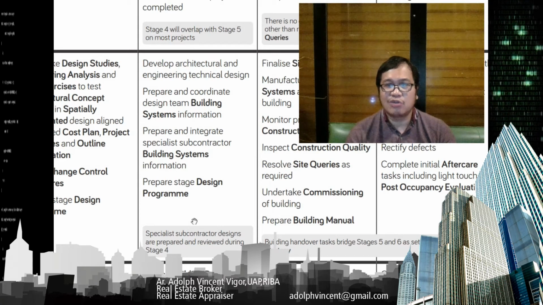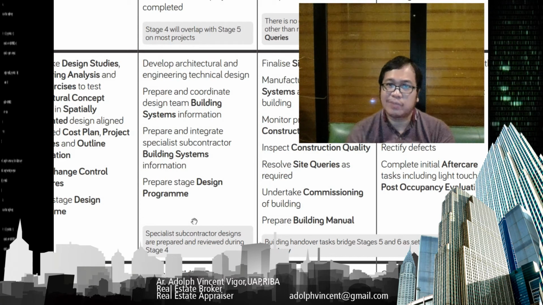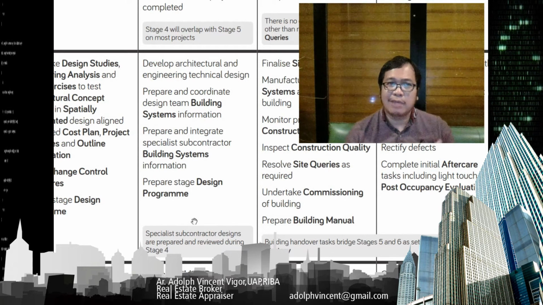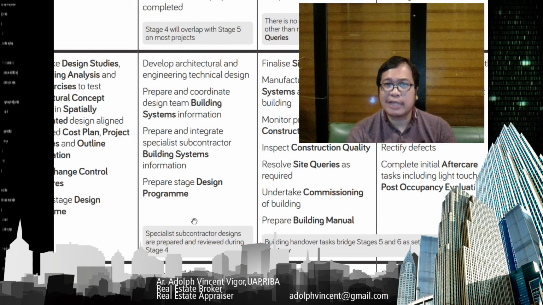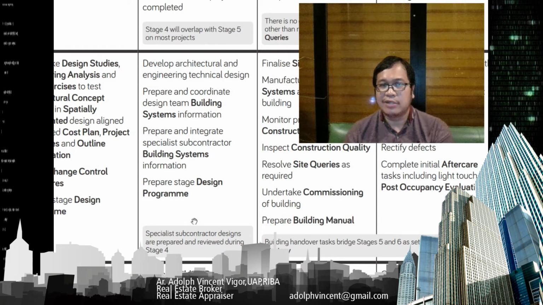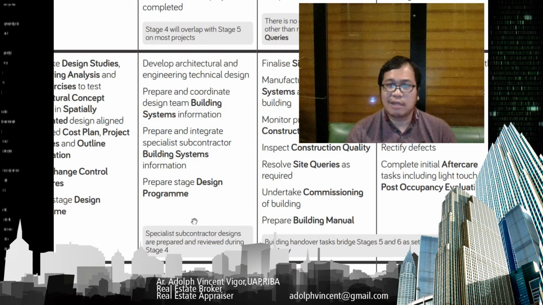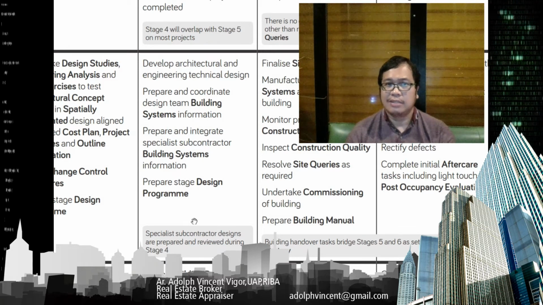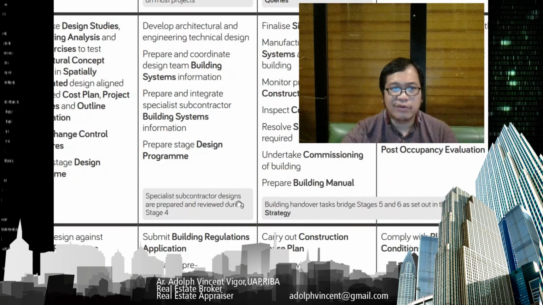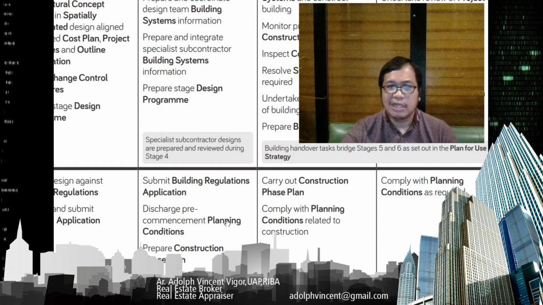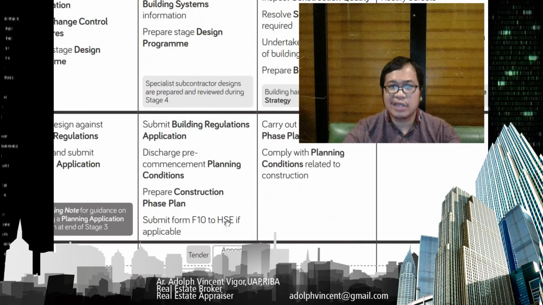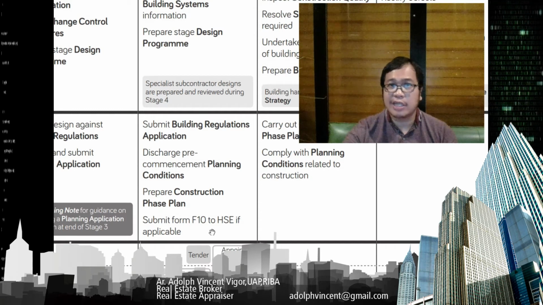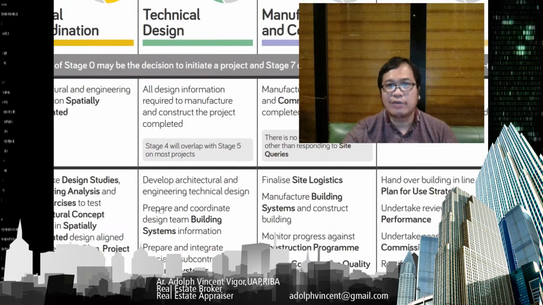This is especially true when you are doing large projects such as airports, malls, hospitals, terminals, and the like. But when it comes to houses, it would be on a case-to-case basis. Some houses are just standard, and some require a lot of technical details and expertise. Here you're going to submit the building regulations application, discharge pre-commencement and planning considerations, then prepare a construction phase plan. I think some of this is only applicable in the UK and other countries.